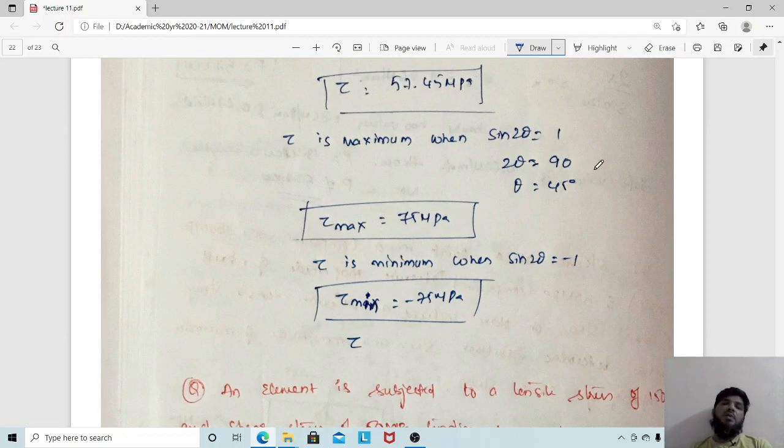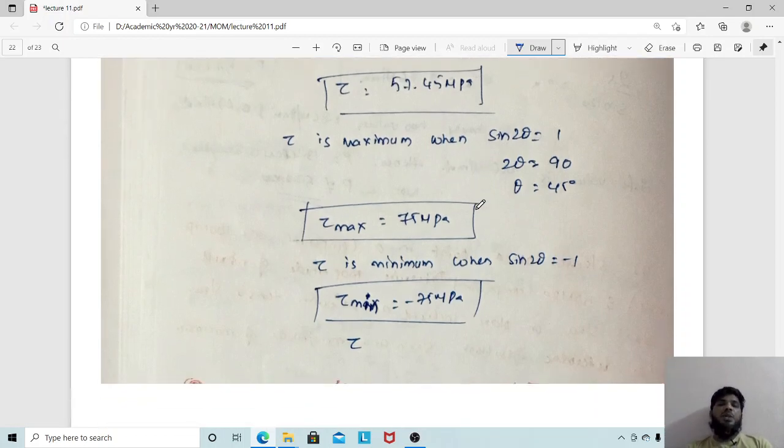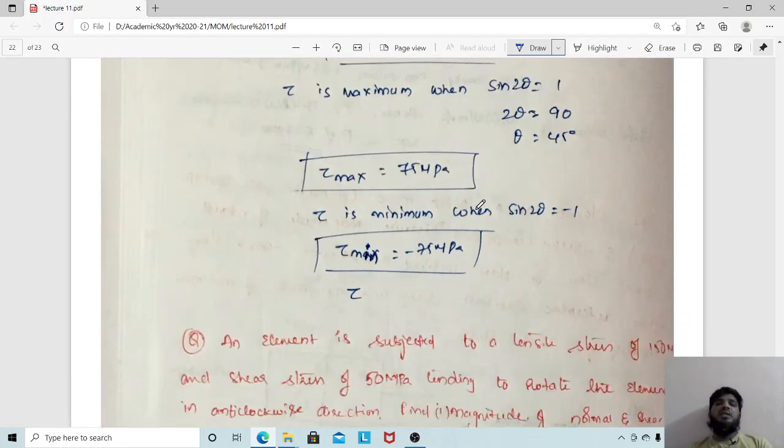So for the maximum value we have taken plus, so you will get 2 theta is equal to 90, theta is equal to 45. Substitute that 45 value, you will get the answer of tau theta. Next, when it is minimum, when sin 2 theta is equal to minus 1, obviously that is at 135 degrees, because of the trigonometry rule, all silver teacups.